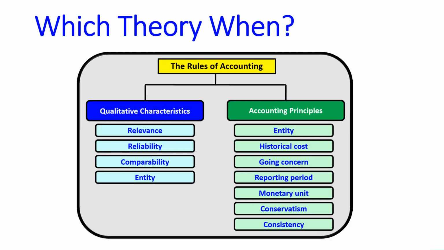So when you've revised all your qualitative characteristics and accounting principles, you've got 13 different theories telling you to do 13 different things. And while some of them are related, so for example, relevance and entity are very closely related, reliability and historical cost are closely related, some are in complete conflict. So for example, what's often relevant is completely unreliable and vice versa. So how do we know when to use which one and also which one's right?